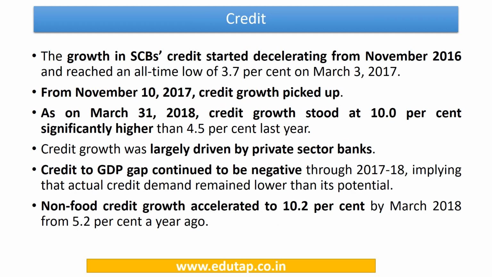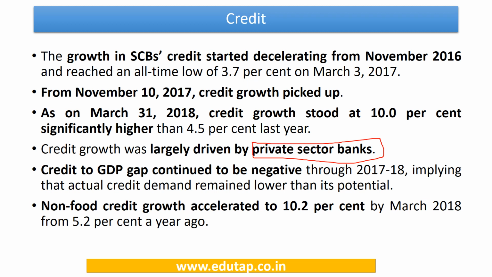Now if you talk about credit, the growth in the scheduled commercial banks' credit started decelerating from November 2016. This was the time after demonetization, and as it had negative impacts on the overall economy, it had an impact on credit growth also. But later in November 2017, the credit growth started to pick up, and as on 31st March 2018, this growth was around 10%. And this credit growth was largely driven by private sector banks. So the main drivers were private sector banks and not the public sector banks.